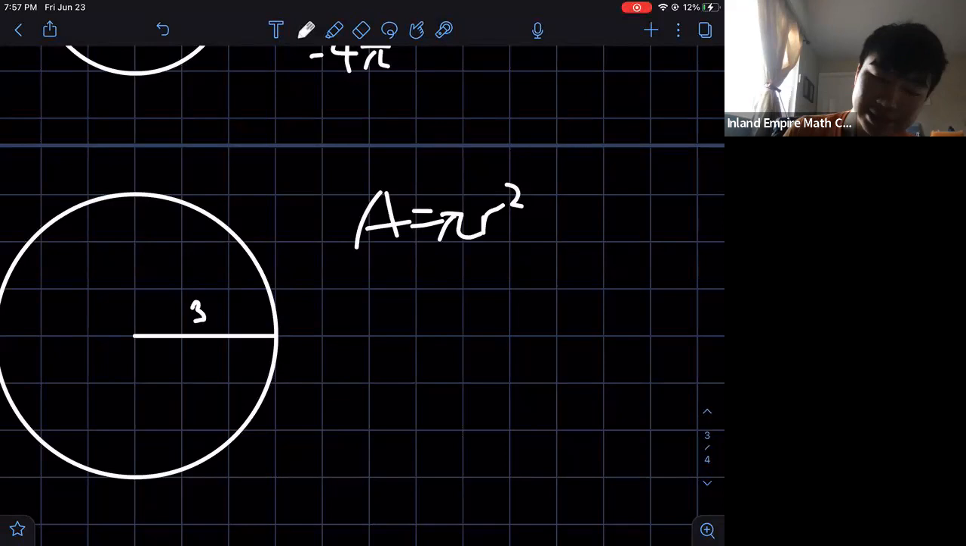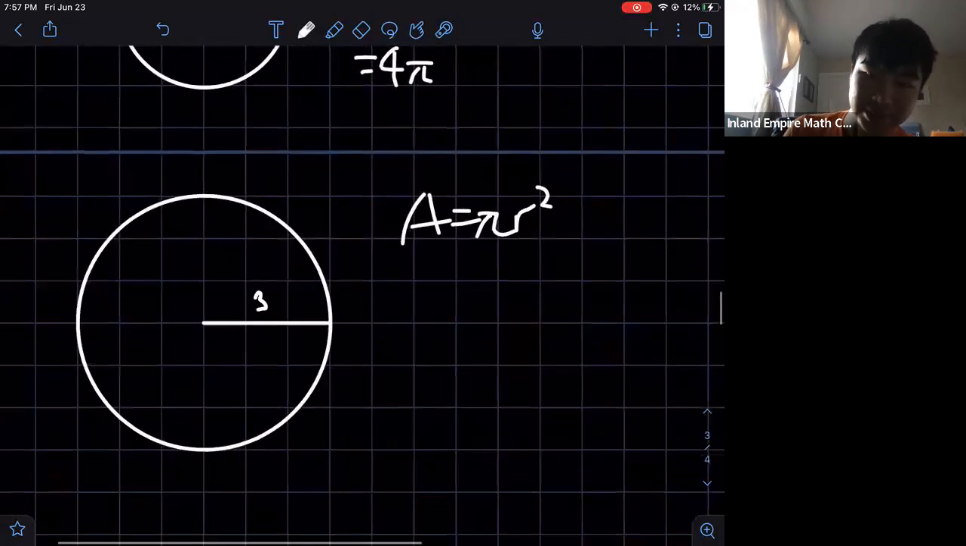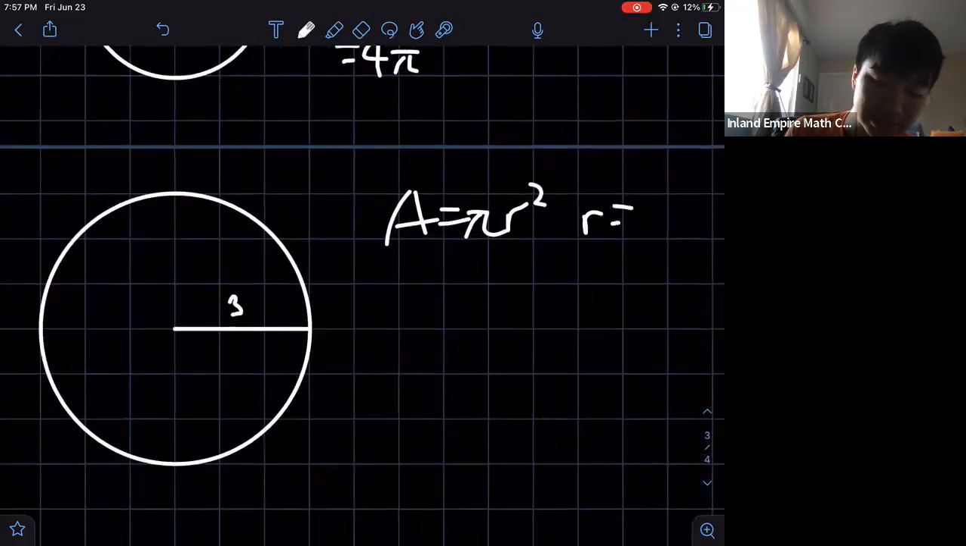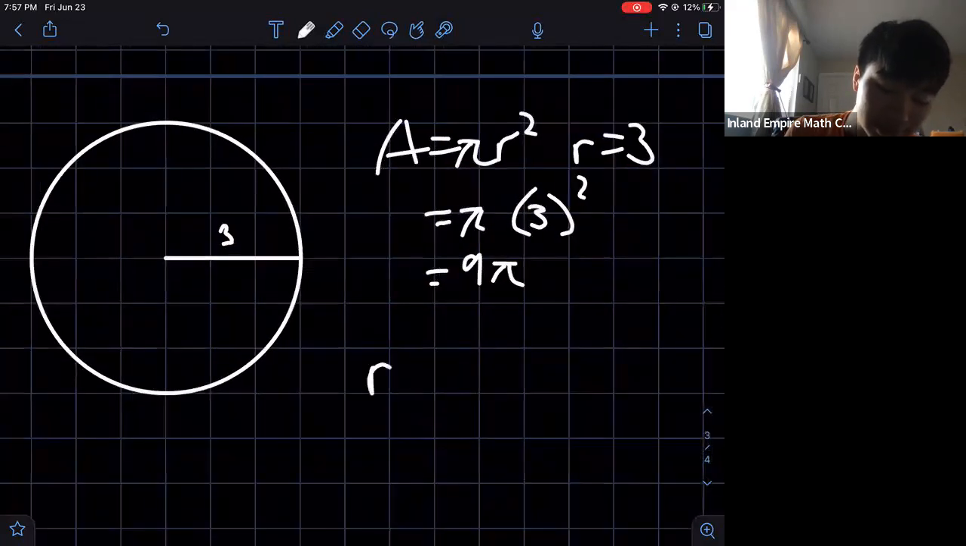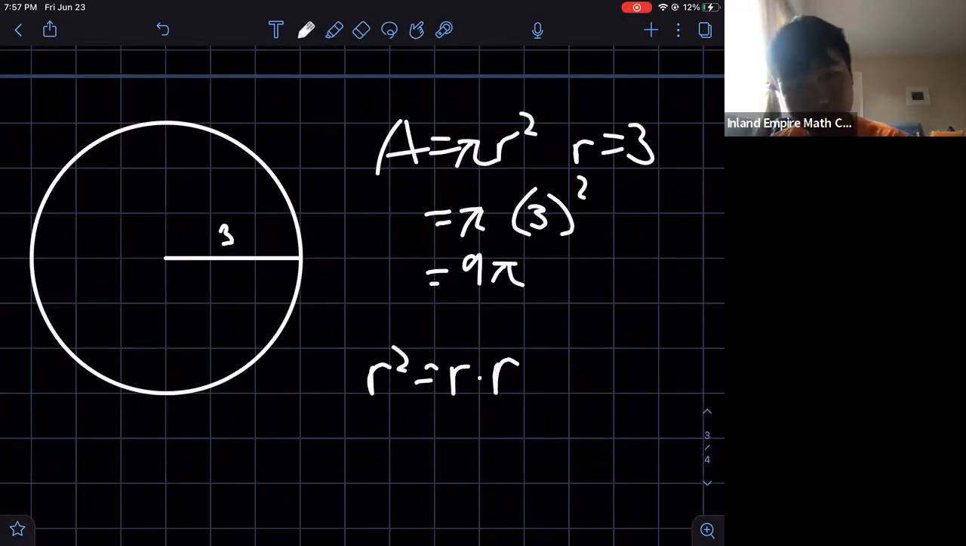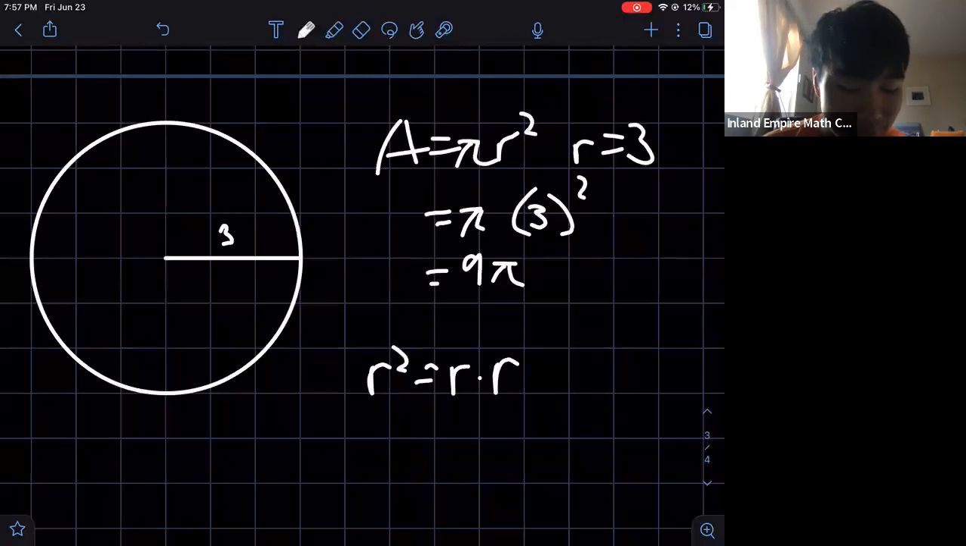Okay, so basically it's not super complicated. We simply just use the formula. Since we know that the radius is 3, we use pi times 3 squared, which is 9. So we get 9 pi. And in case you don't remember, squared means r times r. If you square something, you multiply it by itself, which means that r squared is just r times r. So it would be pi times 3 times 3, which is 9 pi.